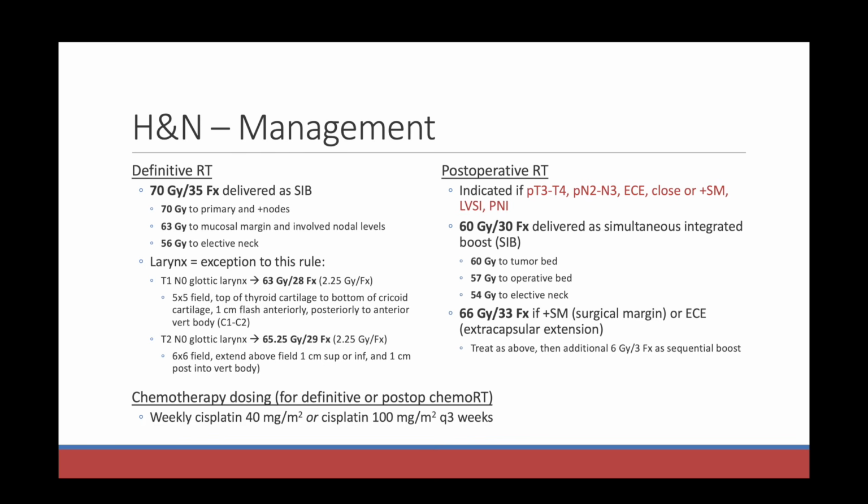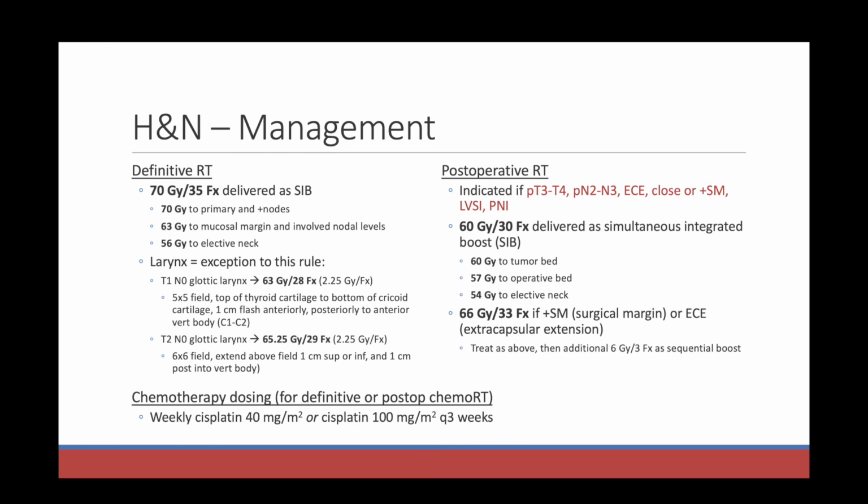So the 70 gray goes to the primary tumor and any positive nodes. The 63 gray goes to an additional mucosal margin on your primary as well as involved nodal levels. And then 56 gray goes to whatever elective neck volumes that you're going to be treating. The only exception to this rule for definitive dosing is if you're treating the larynx.